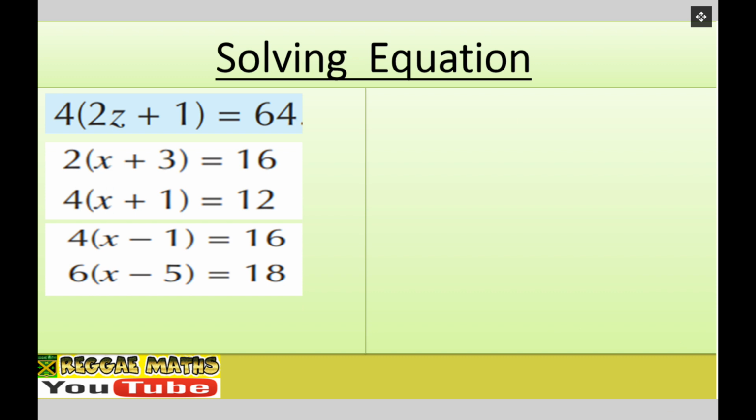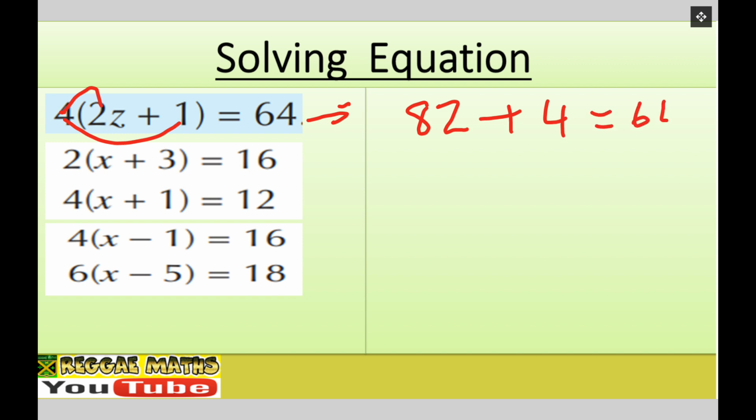Next, so remember, maths is a building block. So if you look at this question here, how can I make it resemble the same question that I was doing before? First of all, what I need to do here is expand the bracket. What I mean by that is you have 4 times 2z, which is 8z, and 4 times 1 is plus 4, equals 64. So now you have exactly what you were working with before. So you can simply go through exactly the same process.